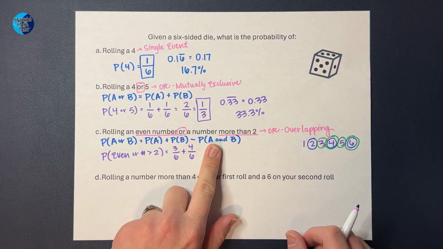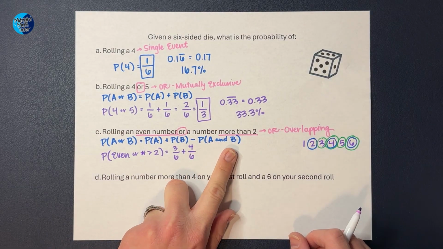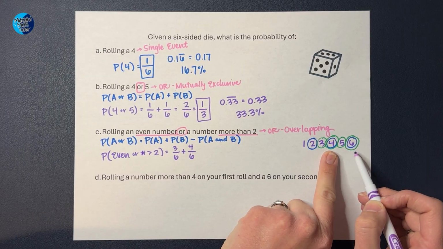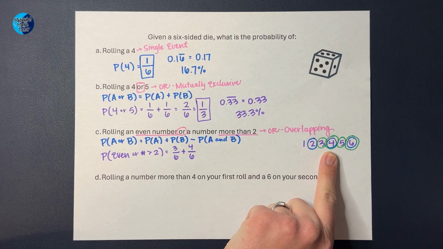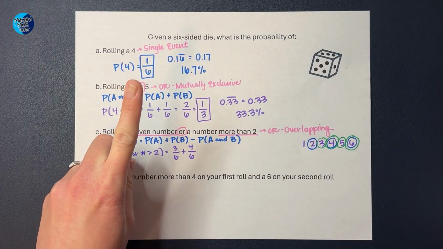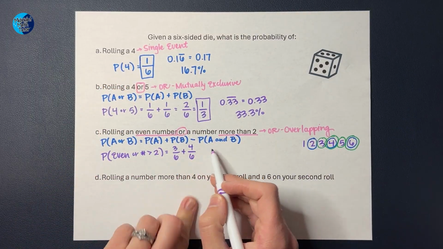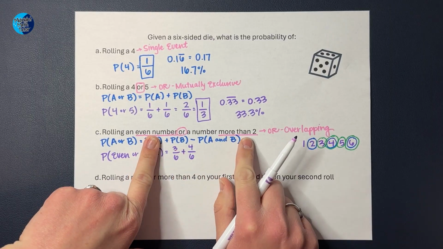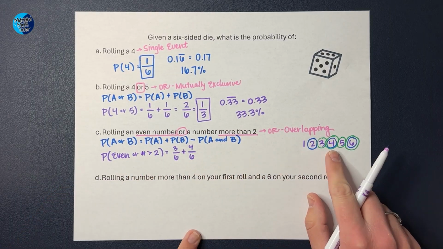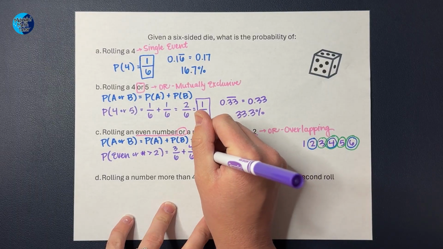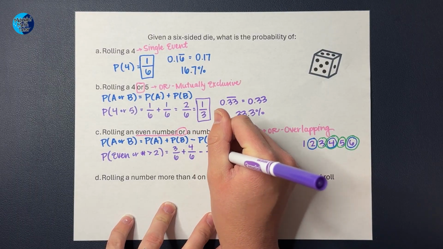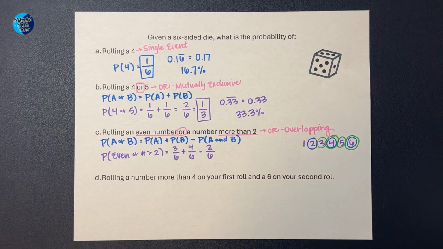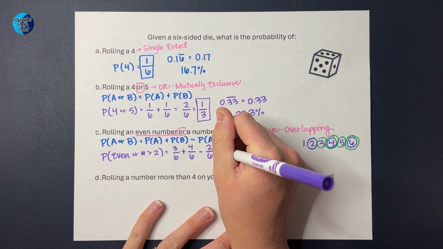So we need to subtract the probability of A and B. You see these 2 numbers here that are circled twice? That means we counted them twice and we only want to count them once. So the probability of A and B, or where it's an even number and more than 2, that's the 4 and 6. There are 2 of those out of 6. We want to make sure we take those away so we don't count them twice.